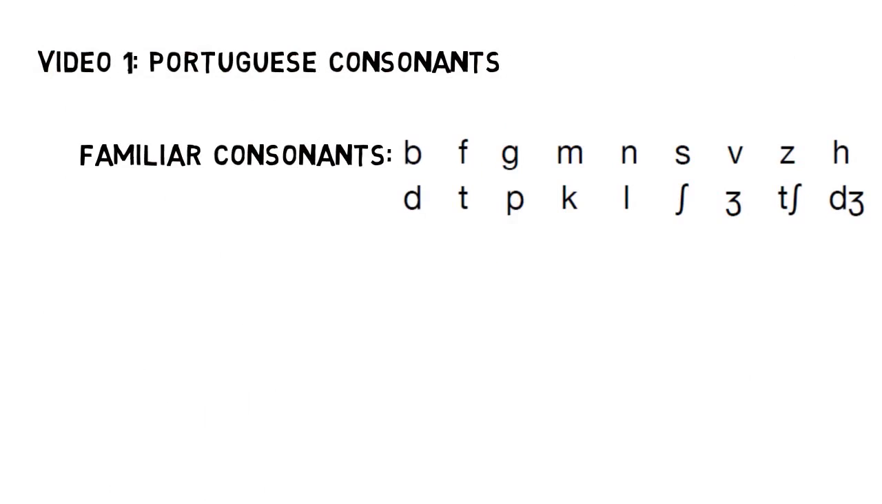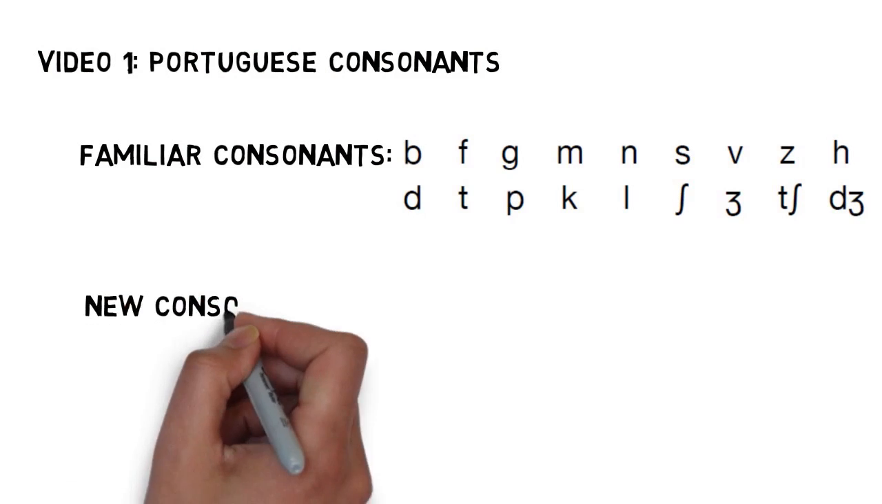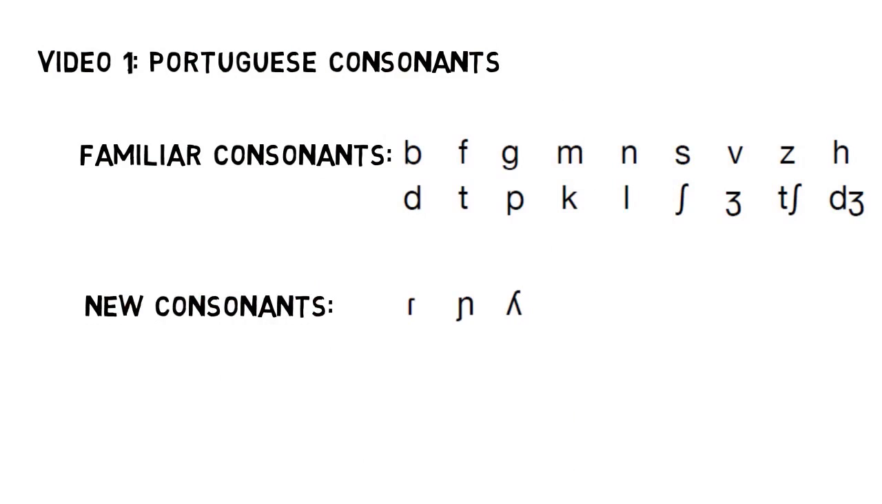Now, Portuguese has 21 consonants, and if you speak English, 14 of these are going to be relatively familiar sounds and familiar symbols. 4 will be relatively familiar sounds with unfamiliar symbols, and 3 more are really new. Since I don't speak Portuguese, let me pass this off to our native speaker. Hi, I'm Andrew, and I'll be helping with pronunciation for the rest of these videos.